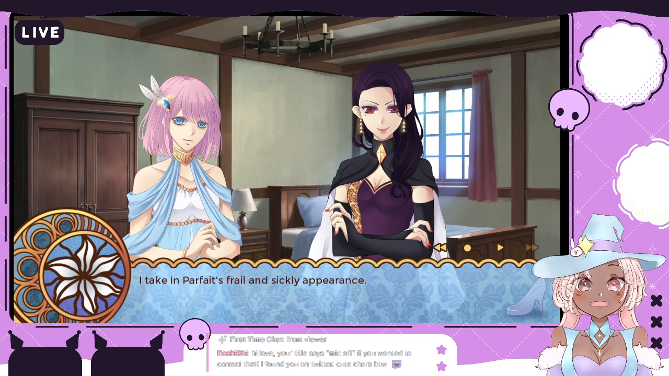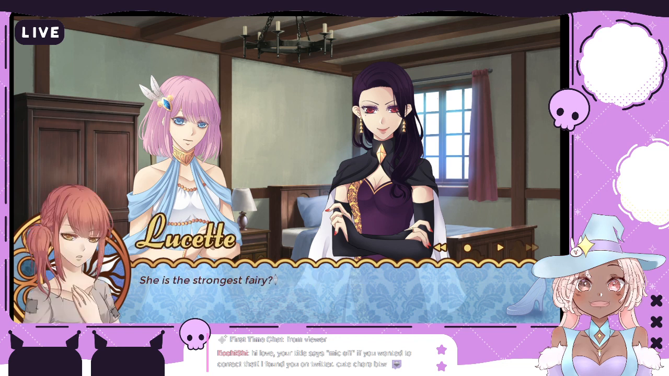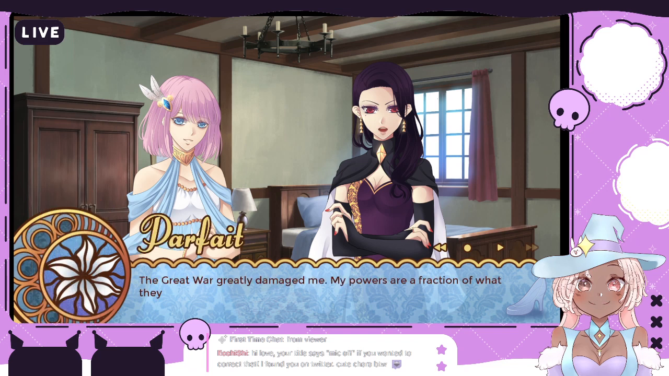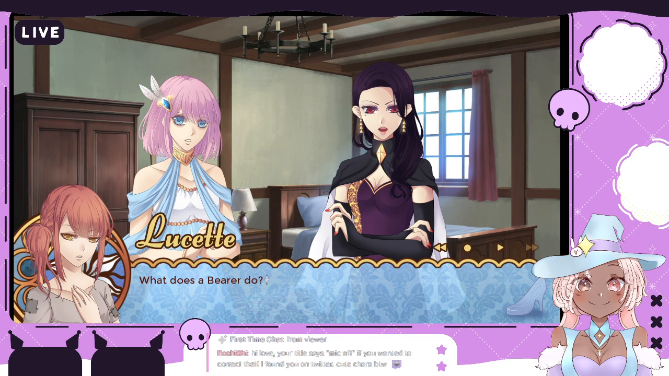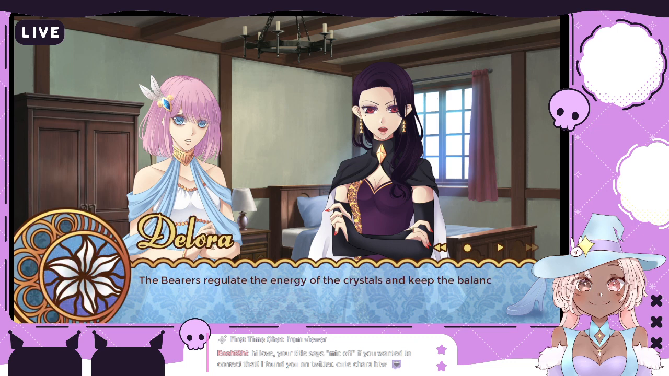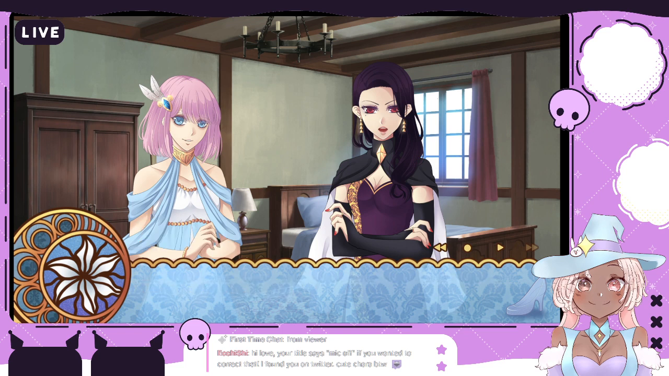I take in Parfait's frail and sickly appearance. She is the strongest fairy. The Great War greatly damaged me. My powers are a fraction of what they used to be. And with no child, I have no successor to my burden. What does a bearer do? The bearers regulate the energy of the crystals and keep the balance between darkness and light.